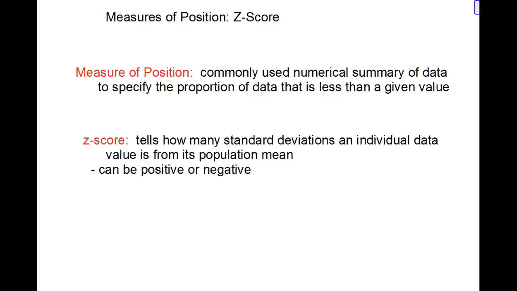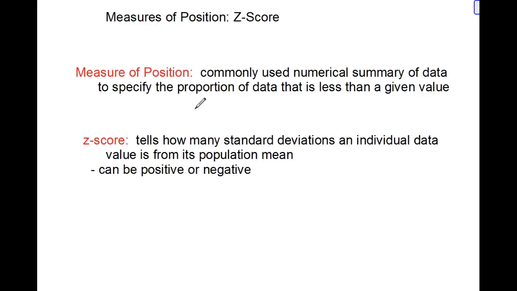In this video, we're going to talk about measures of position, in particular, the z-score. First of all, measures of position are commonly used numerical summaries of data to specify the proportion of data that is less than a given value. In other words, where does that particular data fall in our entire data set? We're going to first discuss the z-score.